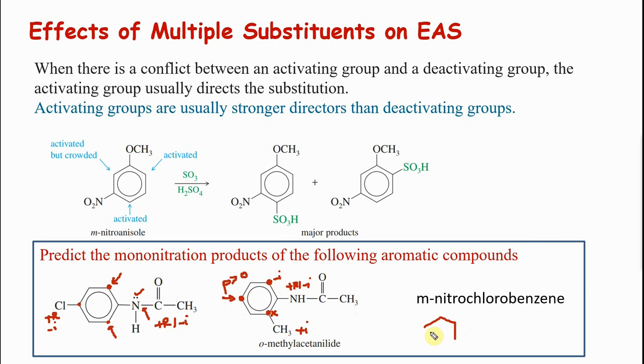Metanitrochlorobenzene, chlorobenzene, metanitro. Who wins? This is weak +R, so it wins. This is -R -I. Definitely it will not go here. Steric reason, இங்கே பார்த்தோம், crowded. Now இதோட +R எங்கே ஃபில் பண்ணுவீங்க? இங்கே ஃபில் பண்ணலாம். இதோட +R இங்கே ஃபில் பண்ணலாம்.